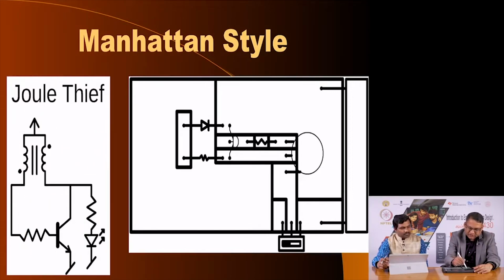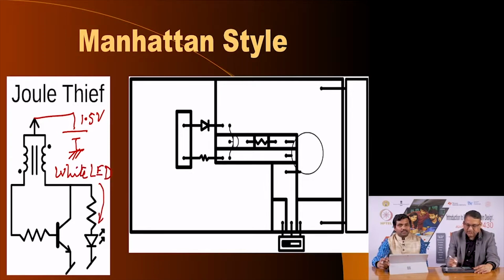The supply voltage for such a circuit is a single 1.5 volt battery. I am going to ground it to show 1.5 volt, an AA or AAA battery you can use, and this is a white LED in this circuit. Now, as we have discussed earlier, a white LED cannot be turned on or controlled with a 1.5 volt supply voltage. You need a much higher voltage, closer to 3.5 volts, to be able to turn on a white LED. But this circuit allows you to do exactly that.